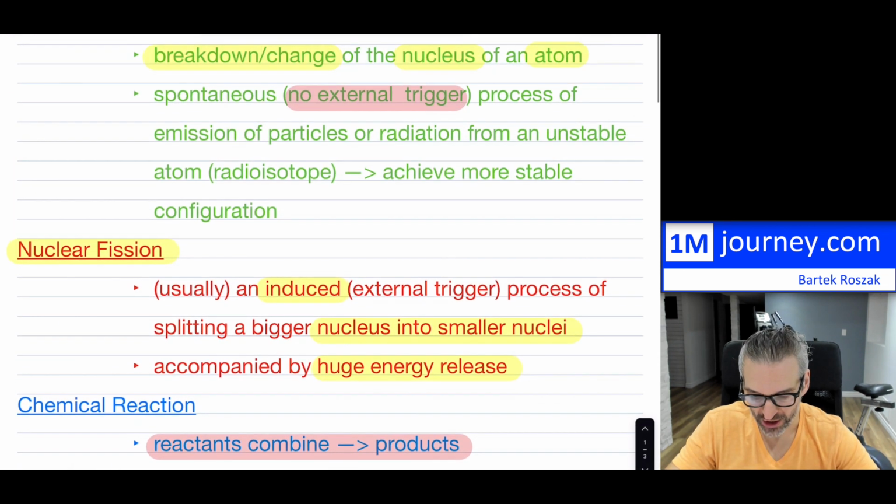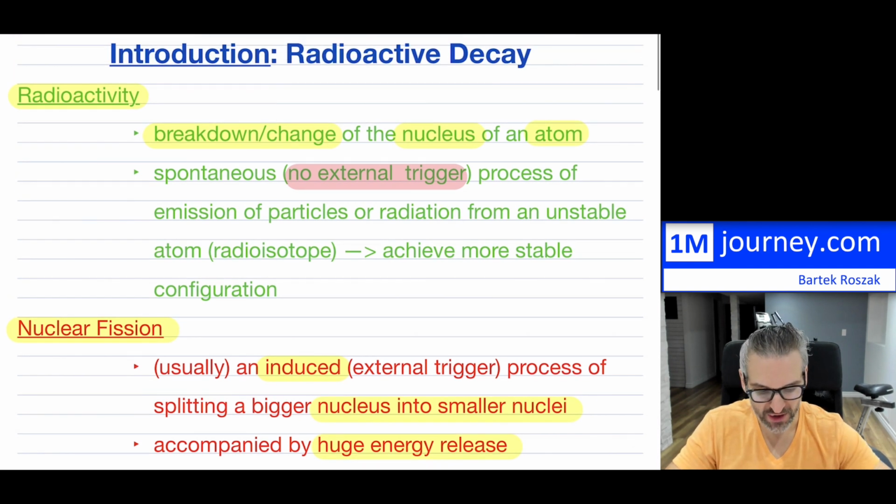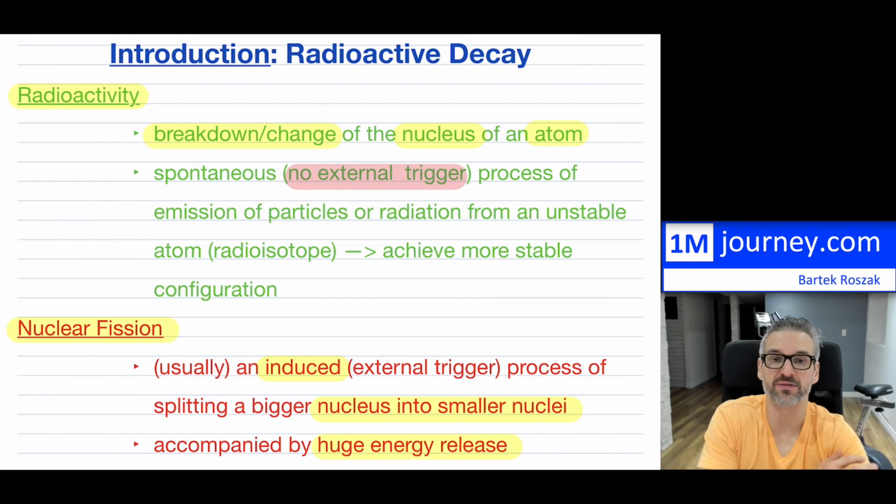And then I wanted to talk about radioactivity and the difference between nuclear fission that you have. Now, all of this is in the concept of radioactive decay. So that word decay basically means the spontaneous process of emission of particles and radiation. And that is the nuclear reactions that take place.